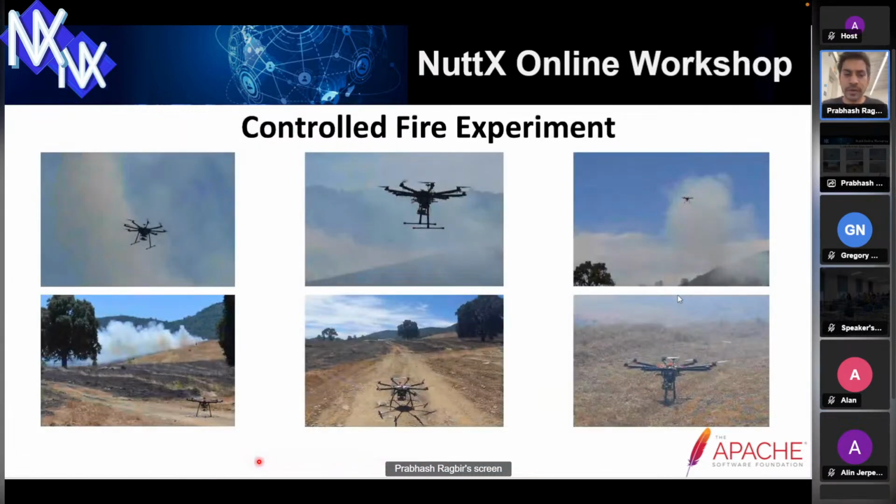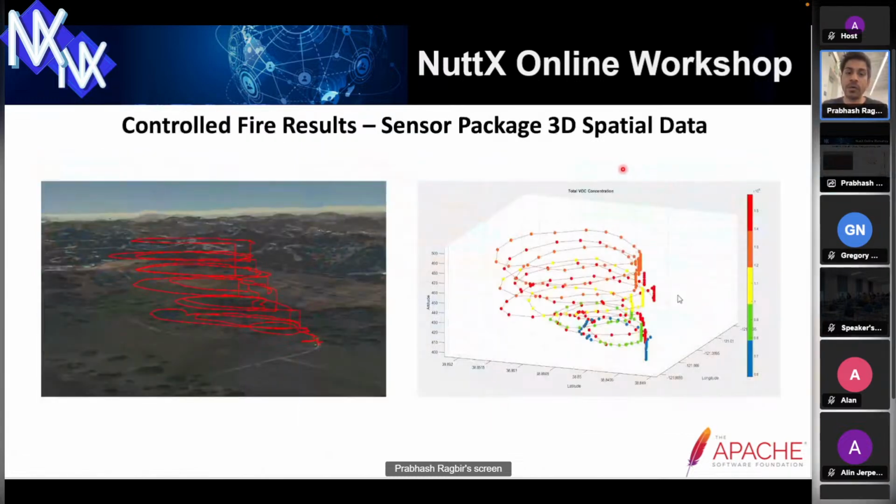Here are just some images of our controlled fire experiments with Cal Fire. We flew the drone through the smoke plumes and also around the smoke plumes to get a picture of what chemicals are contained within this smoke and how they are distributed. Like I mentioned, we synced the GPS data with the chemical data.